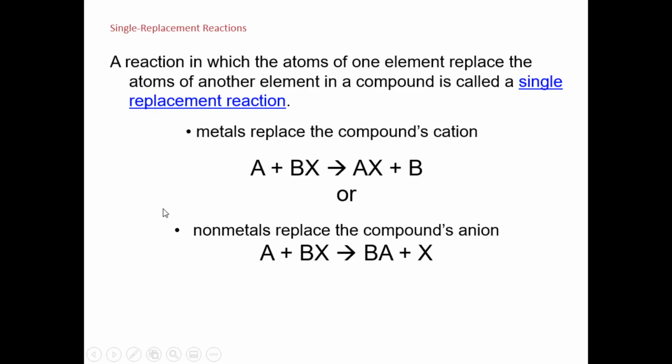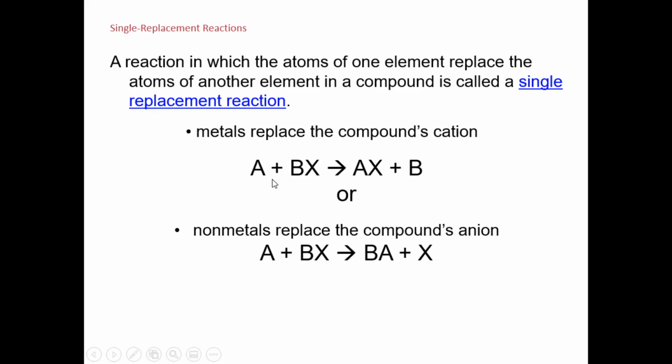Okay, the next type of reaction is a single replacement or a single displacement reaction. These are going to come in two different forms. Regardless, you have a lone element coming in to replace another element that's already part of a compound. And so metals, since metals have a tendency to form cations when they're ionized, metals will replace the cation in a compound. And so in this first case, the metal is replacing the compound's cation.